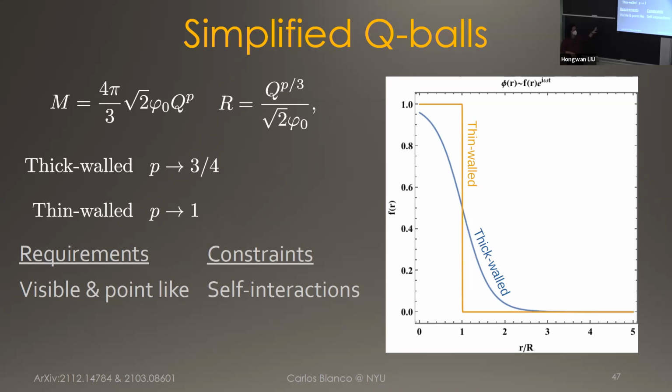The requirements we made on these models were that they be visible and point-like. In other words, they leave visible traces in our detector, and they are point-like because they need to leave a discrete track, not just a fuzzy track. Experimental constraints on these really only exist at these masses from self-interactions, and that's because these things are physically extended.